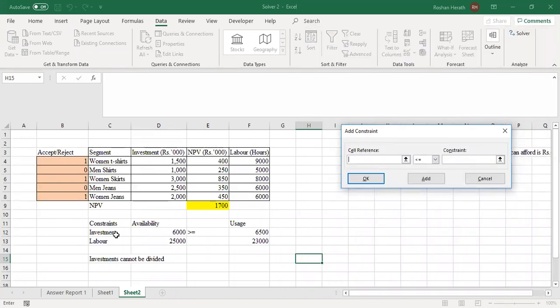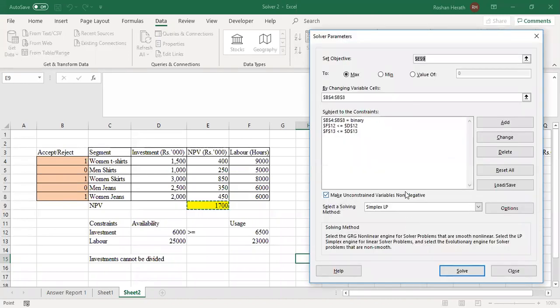One such constraint is that your investment usage must be less than or equal to the availability. So that's one. The second one is about the labor. Your labor usage must be less than or equal to labor availability. Then also the investment cannot be divided. So when it comes to your changing variables, you're going to say that it is either 1 or 0. And we call it binary. So those are the three constraints at the moment. And you can say, okay.